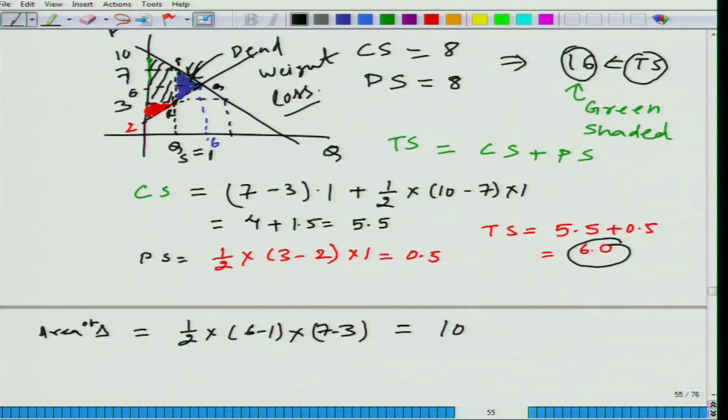I suggest that you take an example, here we took an example of price ceiling. How about you take an example of price floor and see what happens. Okay? You would observe a similar pattern.